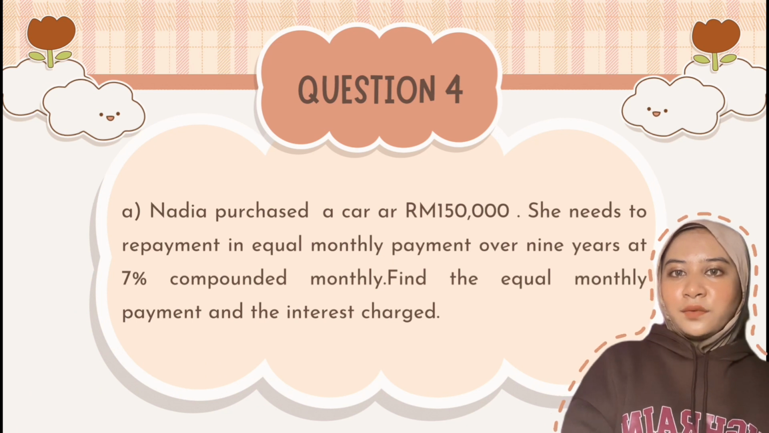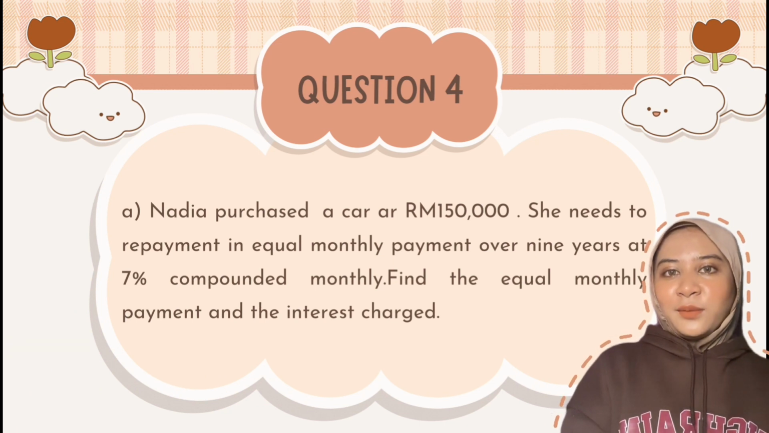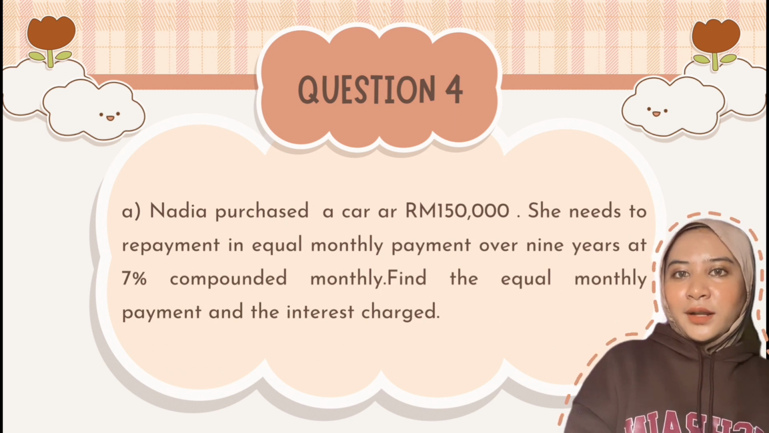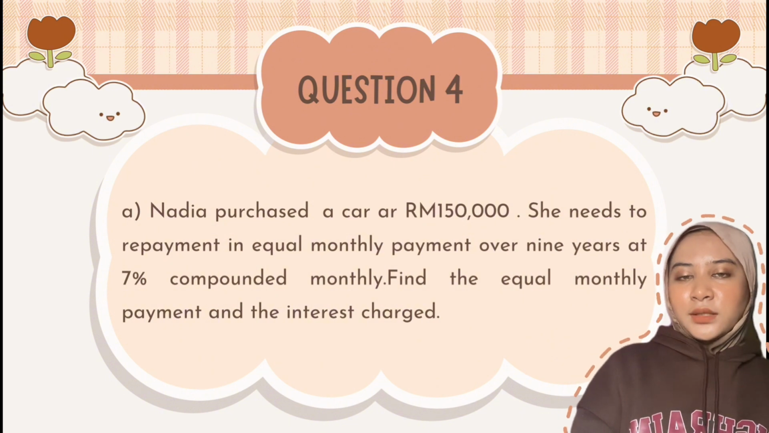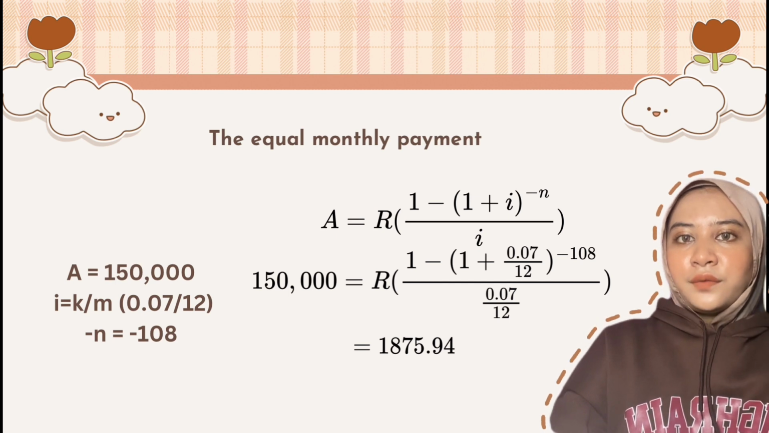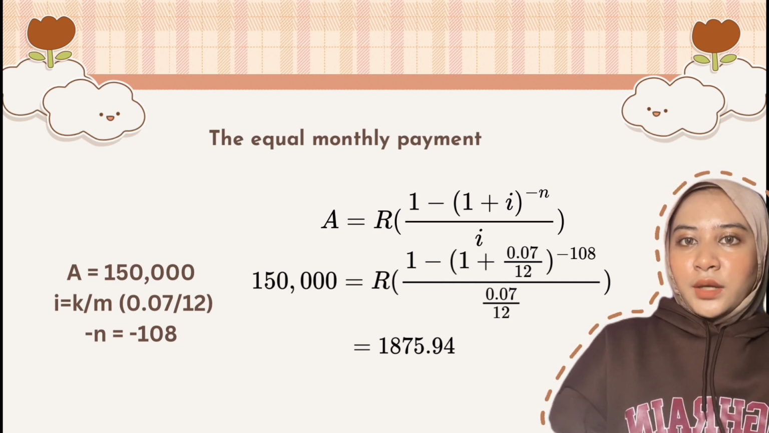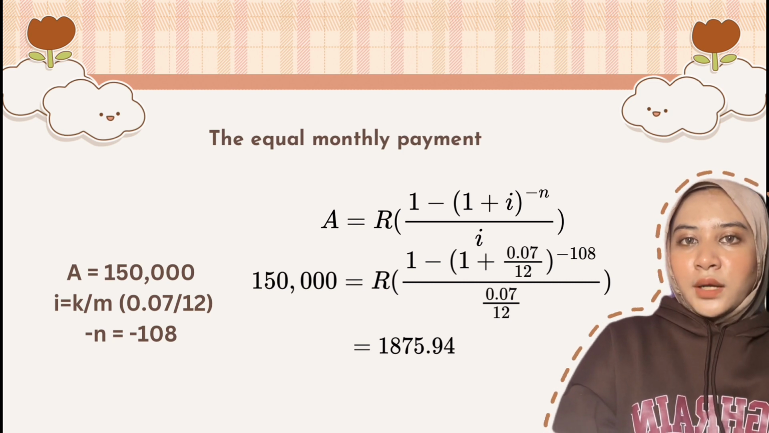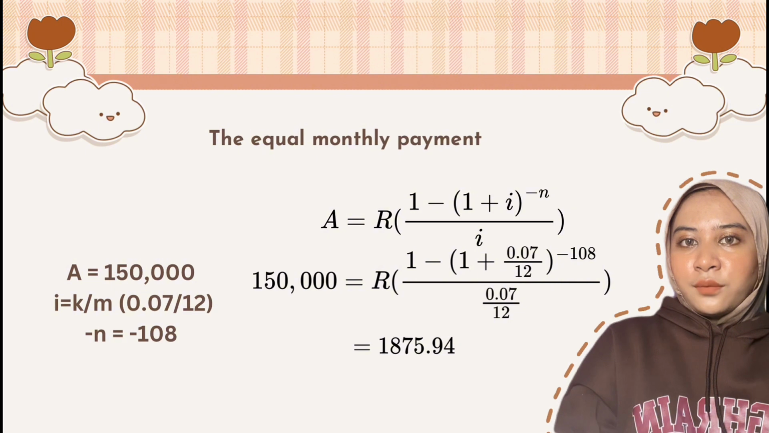Okay, now let's move to question number 4A. Nadia purchased a car at 150,000. She needs to repay in equal monthly payments over 9 years at 7% compounded monthly. Find the equal monthly payment and the interest charge. A equals 150,000. i equals k per m equals 0.07 per 12. n equals 108.